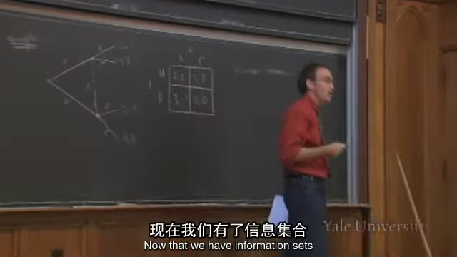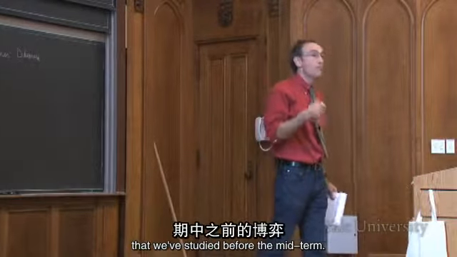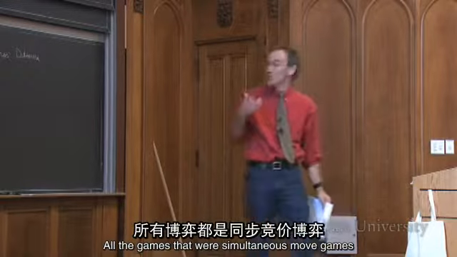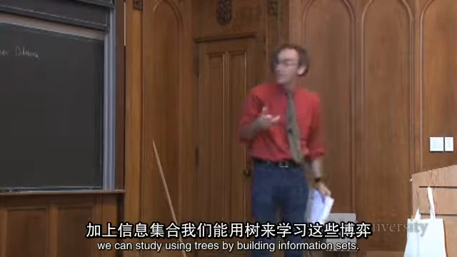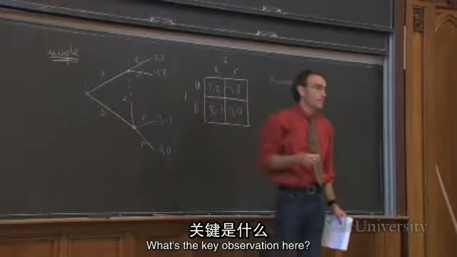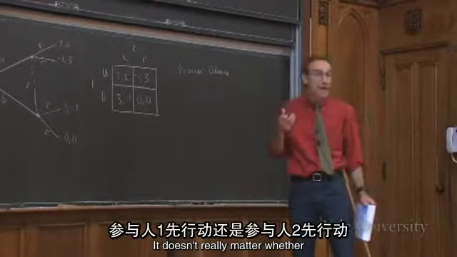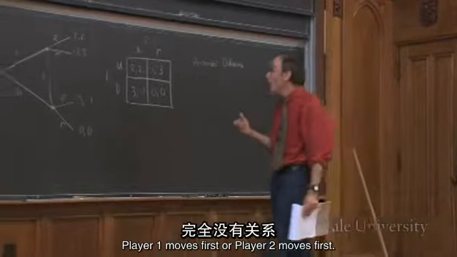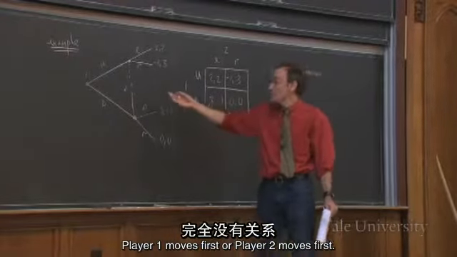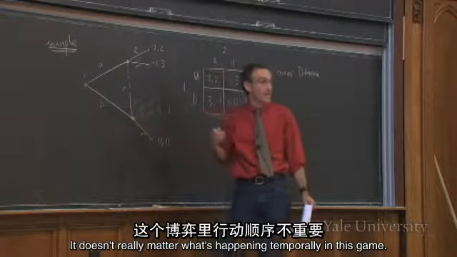Now that we have information sets, we can represent all the games that we studied before the midterm, all the games that were simultaneous move games, using trees by building information sets. And what's the key observation here? It doesn't really matter whether player one moves first or player two moves first. It doesn't really matter what's happening temporally in this game.